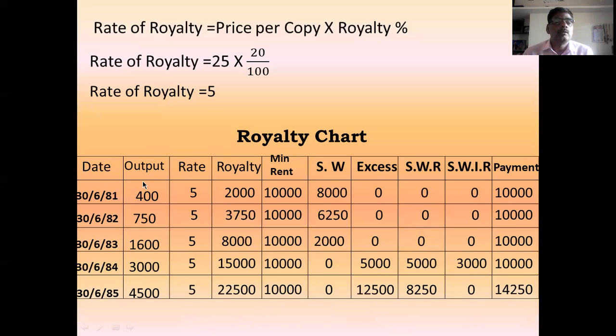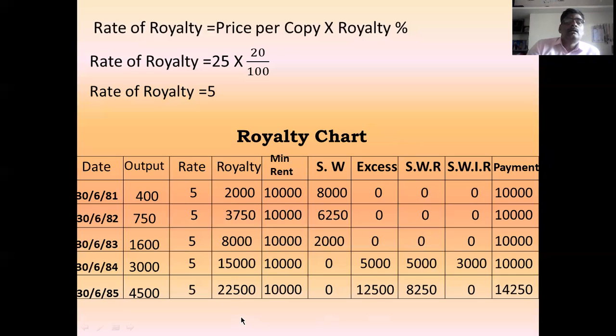Regarding this table, you have to remember 4 equations. First equation is royalty. Royalty is equal to output into rate. Next, short working is equal to minimum rent minus royalty. Excess is equal to royalty minus minimum rent. Then payment is equal to royalty plus SW minus SWR. Remember this thing.